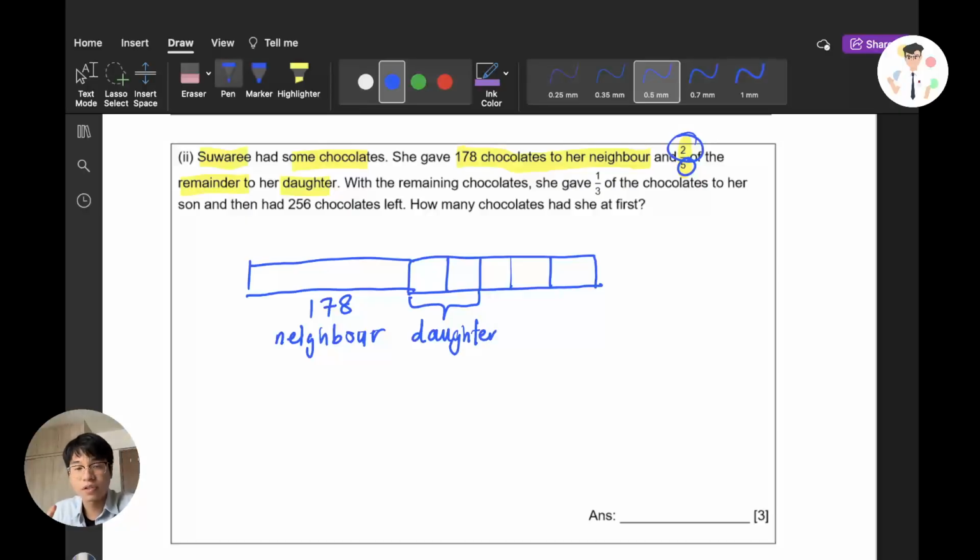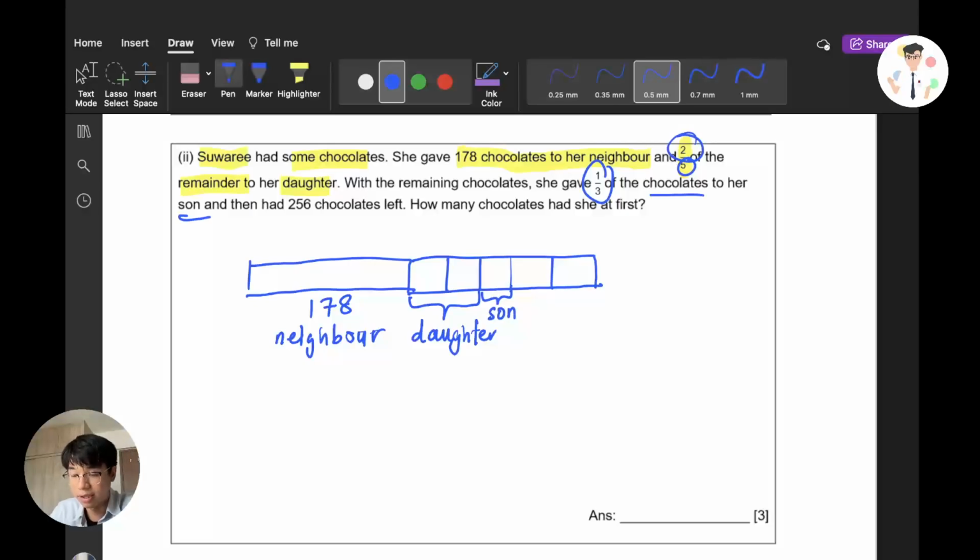The next part of the question says what? With the remaining chocolate, again, this is the remaining, right? This 3 is the remaining. What happened with the remaining chocolate? Oops. She gave 1/3 of it to the son. So it means that out of the 3 unit left over here, I give 1 to the son. So this part is given to the son.